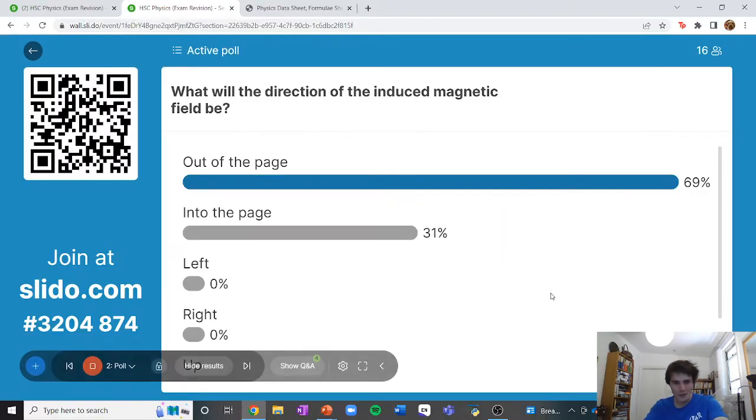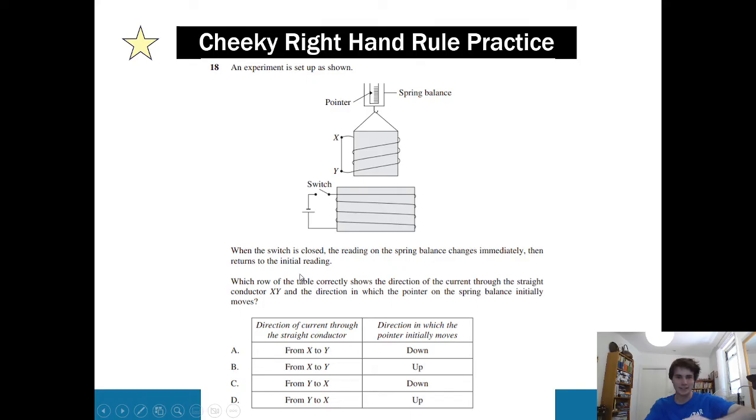Okay, let's use all of that to have a go at this question here. So let's have a cheeky go at this practice question. An experiment is set up as shown. When the switch is closed, the reading on the spring balance changes immediately and then returns to the initial reading. Which row of the table correctly shows the direction of the current through the straight conductor XY and the direction in which the pointer on the spring balance initially moves?